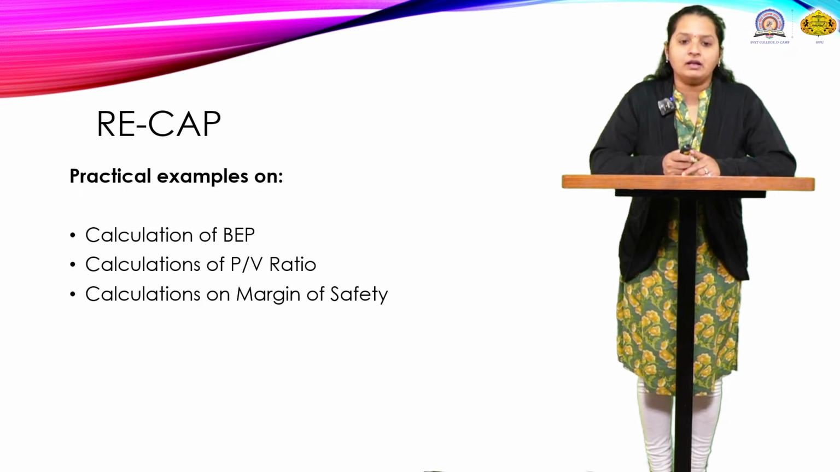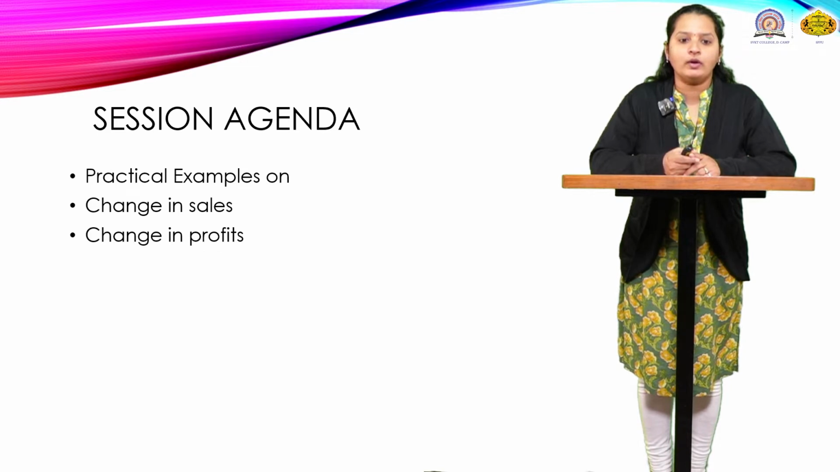We have discussed the practical examples on calculation of BEP, calculation of PV ratio and calculation of margin of safety. We have studied the basic examples related with these three concepts, that is PV ratio, break-even point and margin of safety. In today's session, we are going to study some more practical examples regarding sales, calculation of desired profits as well as calculation of desired sales, and also regarding the contribution, PV ratio and BEP.